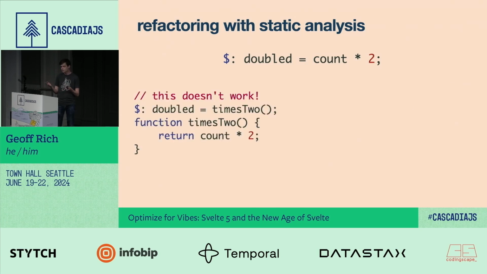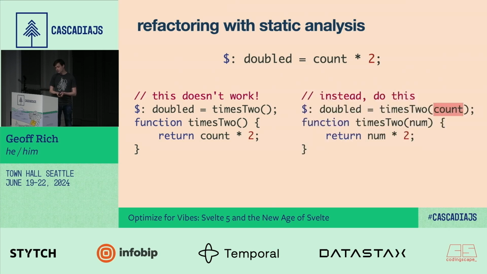In Svelte 4, if you do this, you'll actually break Svelte's reactivity, and doubled will no longer respond to changes in count. Doubled's dependency on count is now invisible to the compiler. Instead, and a lot of Svelte devs learn this when they're first starting off, in Svelte 4, you need to pass count as an argument so that the compiler understands that this function should rerun and update doubled when count changes. But that can be unintuitive, and it's easy to miss as the number of variables your reactive statement depends on increases. So in Svelte 5, we're changing this.